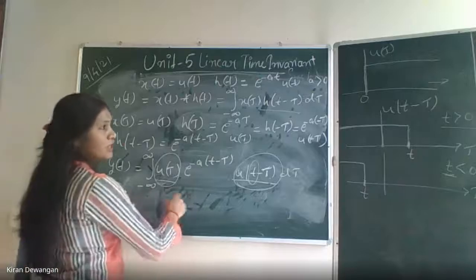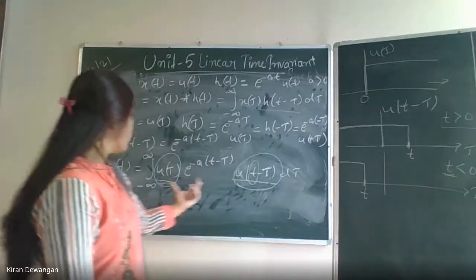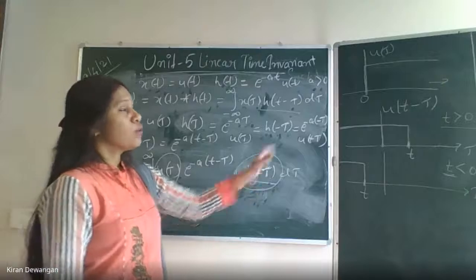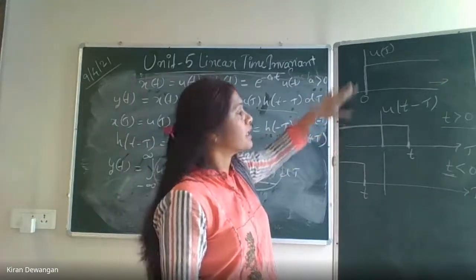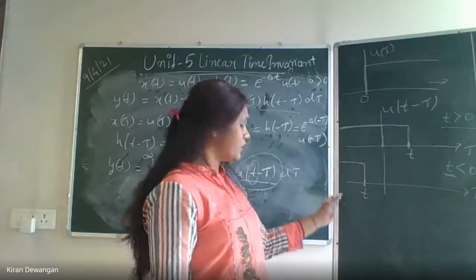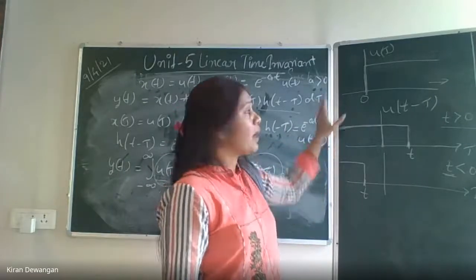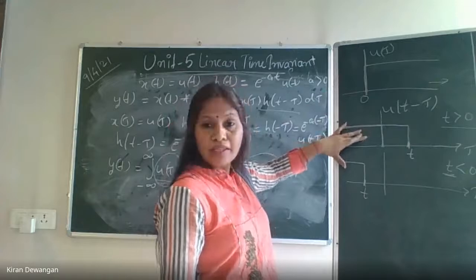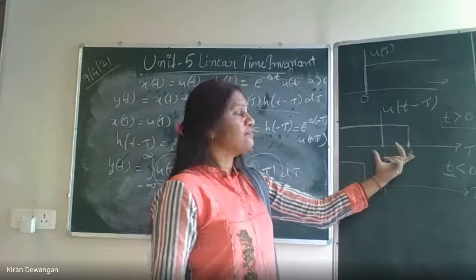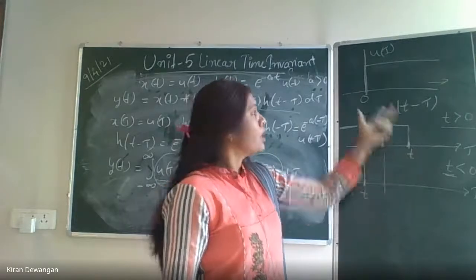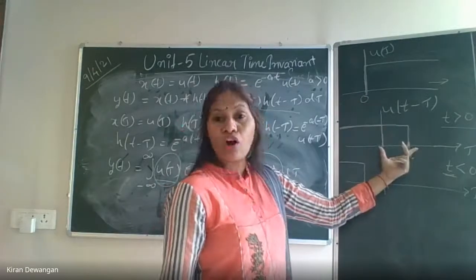Coming back to this one. So what is common as we have to multiply this one and this one? What is common if I take t greater than 0? What will be my range if this and this get multiplied? 0 to t, correct. If t is greater than 0, then 0 to t will be common.